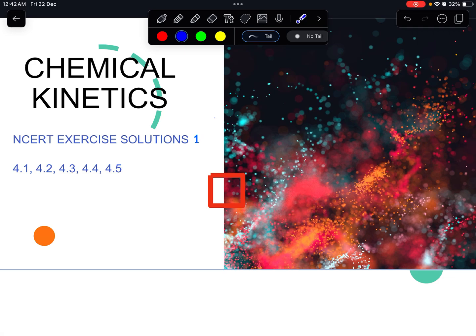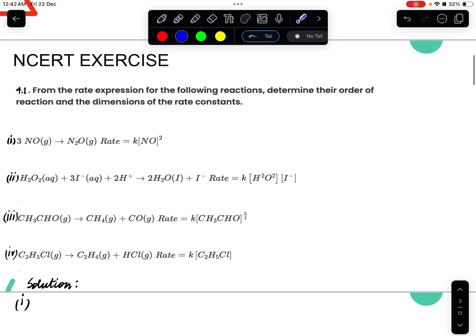Doing NCERT exercise solution for chemical kinetics, and we will be doing 5 questions today, that is 4.1 to 4.5. So let us come to the very first question or the problem 4.1.